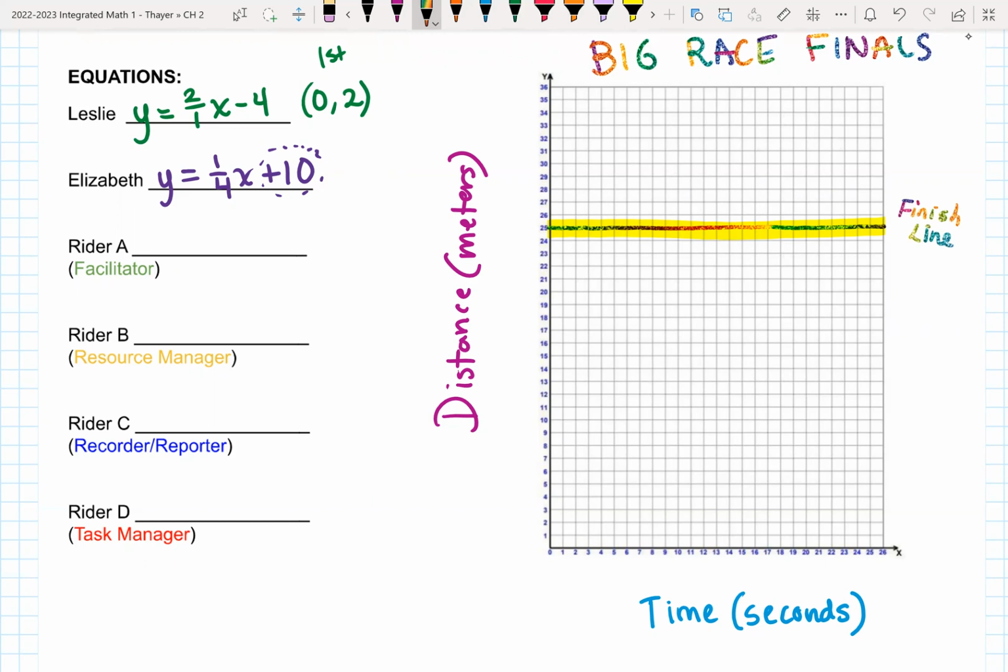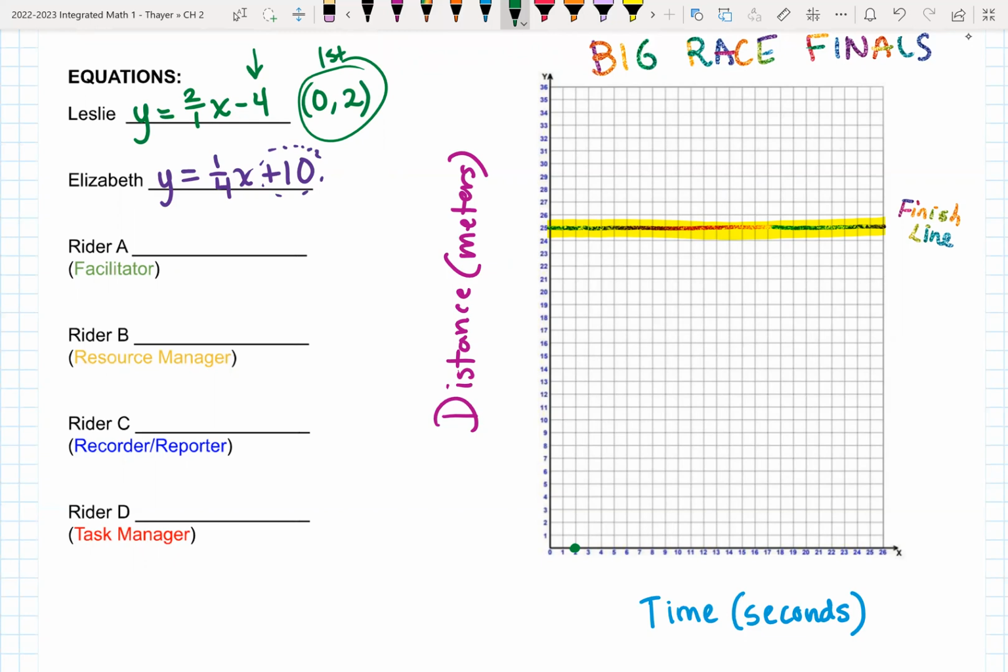All right, let's get to plotting Leslie's equation. Now, this graph does not go into the negative, so I can't plot this y-intercept of -4 like we normally do. There is no negative over here. So instead, we'll start with the other clue. Her x-intercept is at 2. Remember, 2 seconds into the race, she's gone nowhere.